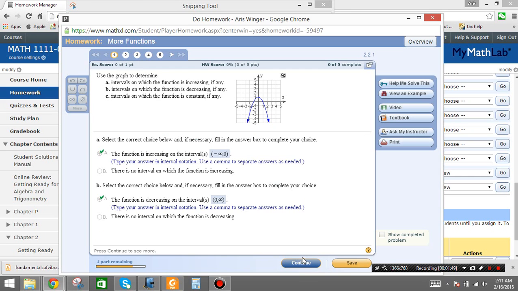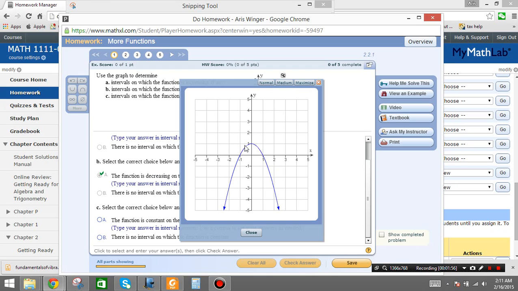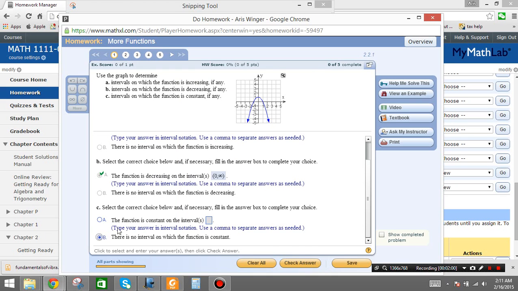Where's the function constant? Constant means that it's flat. This function is not flat anywhere. So there is no interval in which the function is constant.